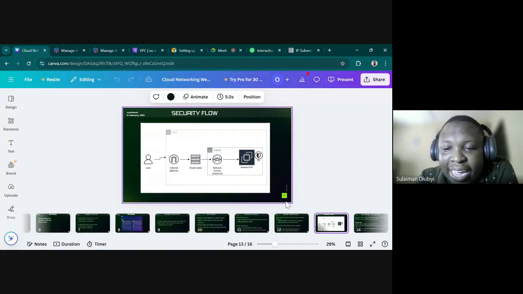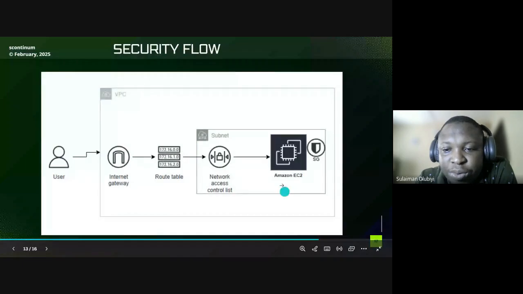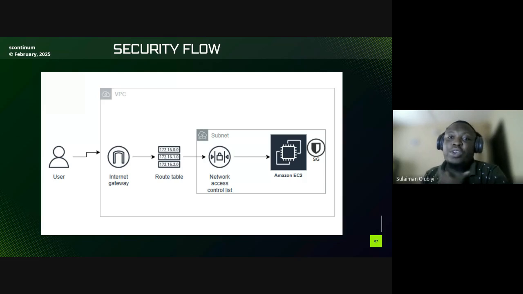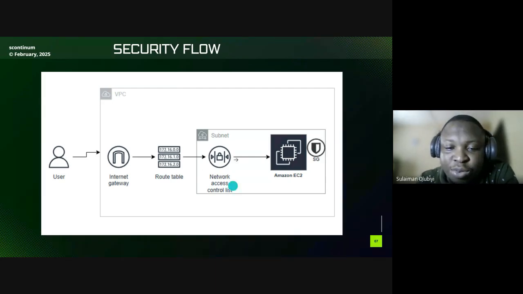Let me just board it very well. You can see this security group here is attached to your server. So it works on an instance level, while the network ACL works on the subnet level. I'm talking about your security now. Your security group will work only on the instance level, on the server level, while network ACL works on the subnet level.